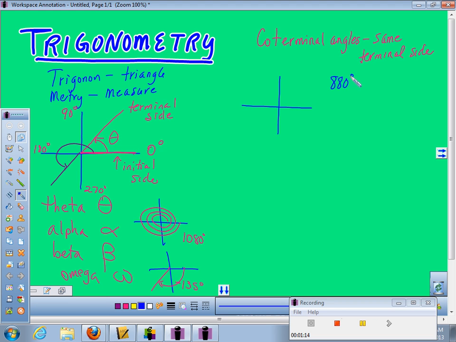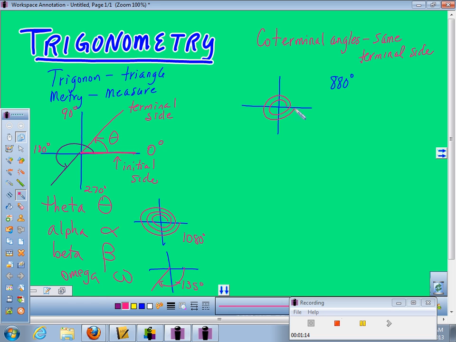So, okay, if I want to do a coterminal angle of 880 degrees, I'm asking you, name me another angle that ends in the same spot as 880 degrees. Okay, well, first of all, what do you know about 880 degrees? It goes around more than once. So going around once is 360. Around twice is 720. Yes, that's correct. Okay, so can I go a third time? No, you can't.